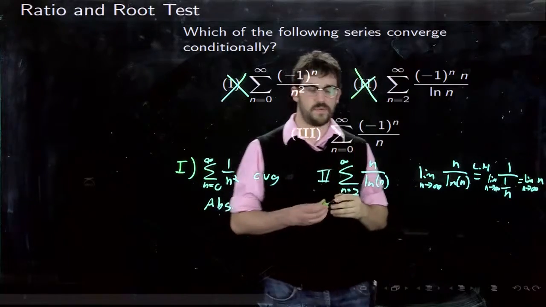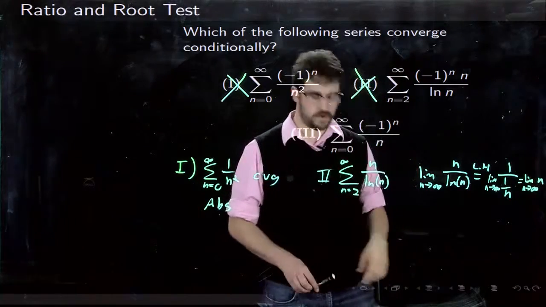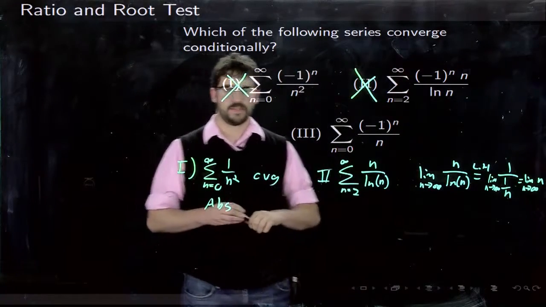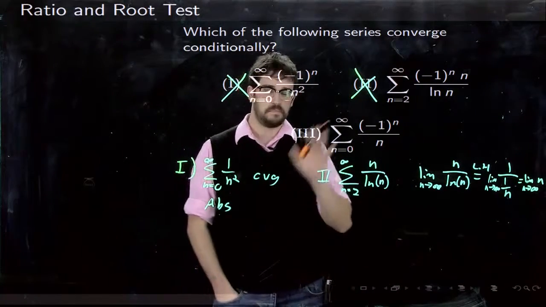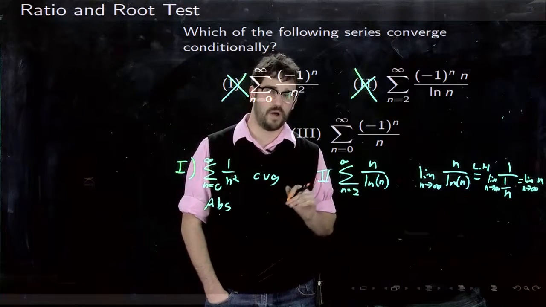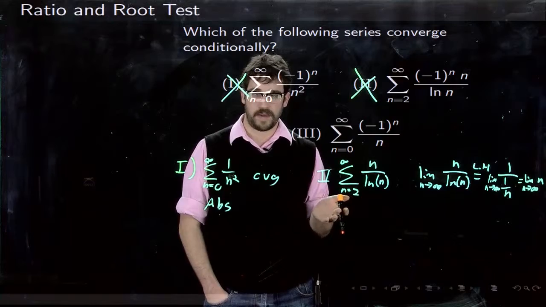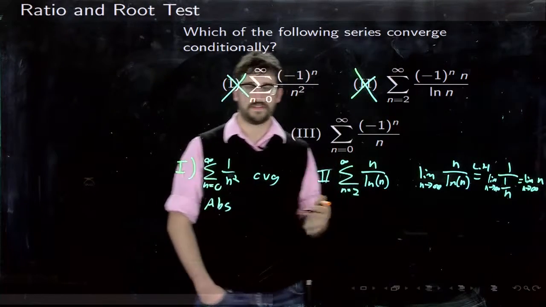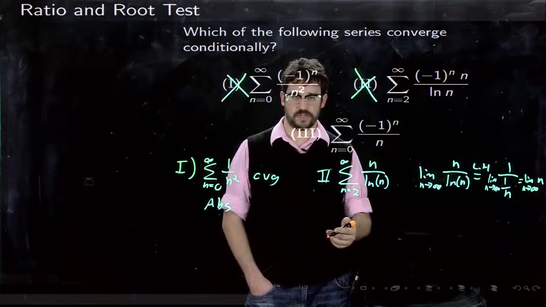So the last one that we can look at for conditional convergence is 3, and hopefully that's it. So we can see that it doesn't converge absolutely because it would be the series of 1 over n, which is the harmonic series, and that diverges. So does it fit the conditions of conditional convergence?